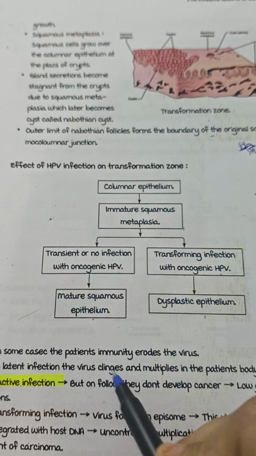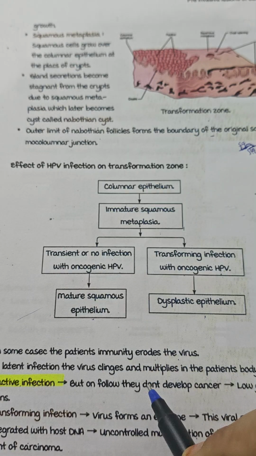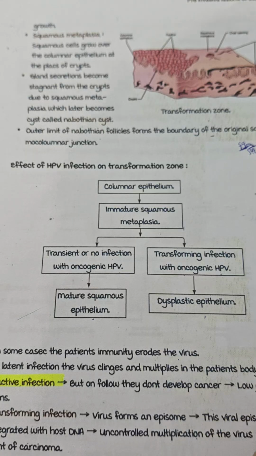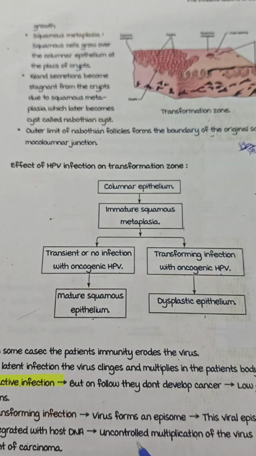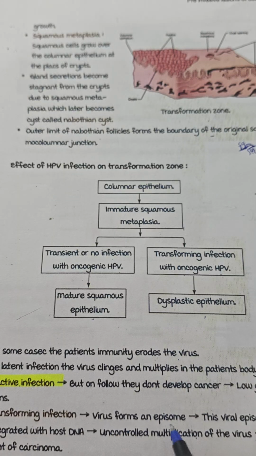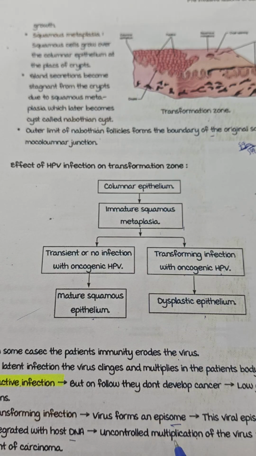In some cases, the patients may erode the virus. In latent infection, the virus clings and multiplies in the patient's body, leading to productive infection. But on follow-up, they do not develop cancer, that is, low-grade lesions are seen. In transforming infection, the virus becomes an episome. This viral episome gets integrated into the host DNA, and uncontrolled multiplication leads to the development of cancer.